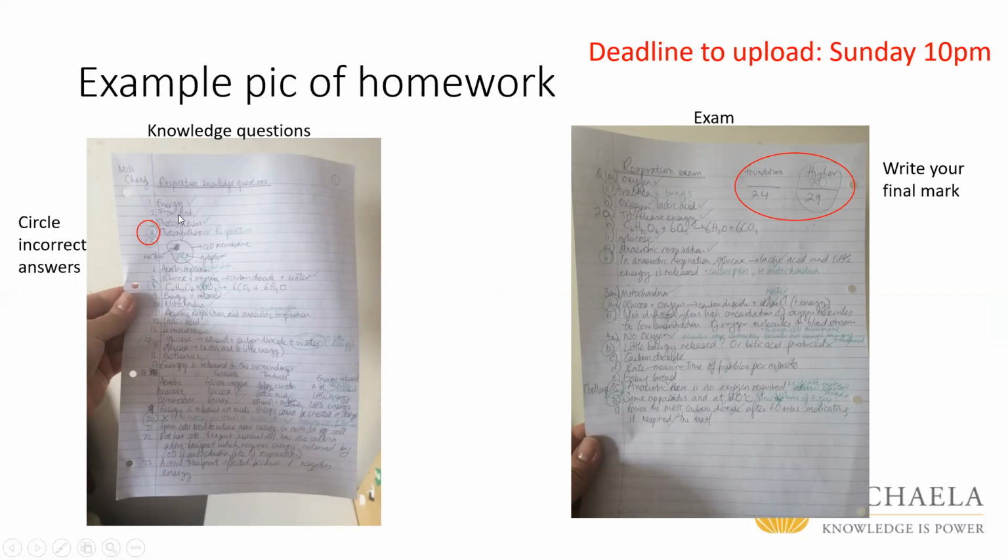Knowledge questions, you answer the questions, you mark in green pen, and you circle the incorrect questions for me to see. Your exam, you answer the exam. You can just answer as one word for the exam. And again, you're circling the questions you get wrong. And finally, at the very top, you are going to write a final mark. If you're doing foundation, it's out of 24. If you are doing the higher, including the challenge question 5, it is out of 29.